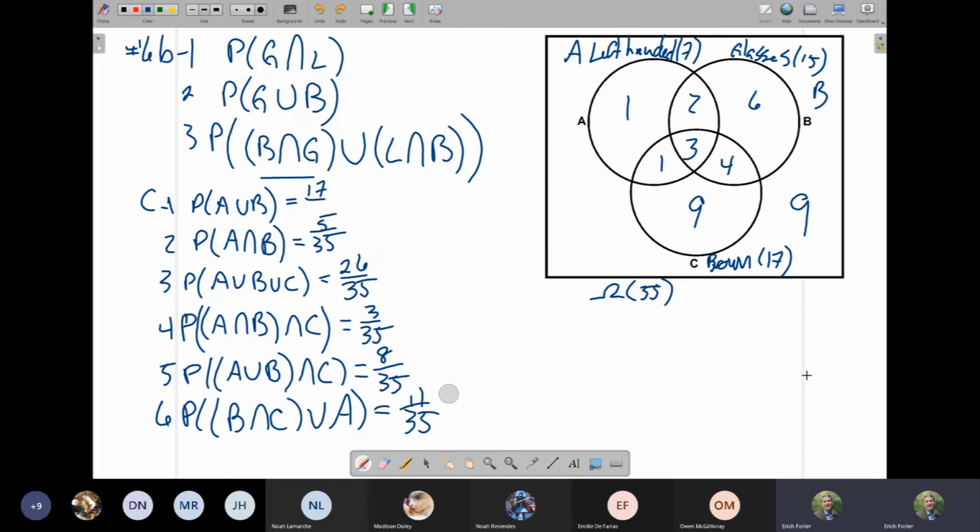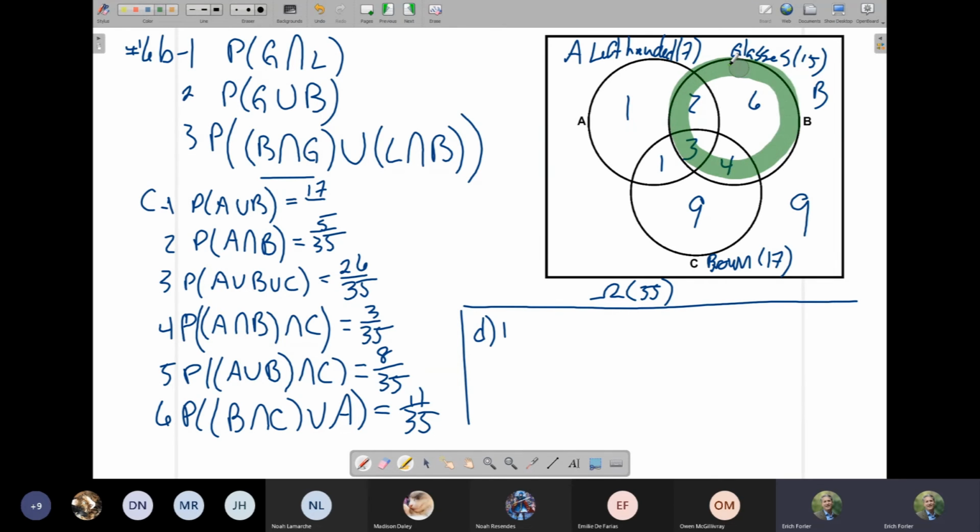Part D, we're asked to calculate the probability of choosing a person who wears glasses but doesn't have brown hair. Look at this, so we're looking for somebody who wears glasses but doesn't have brown hair. So they can't be in the brown hair space. So if you think about that, that means this space in between is the area that's being excluded. So based on that, we end up with 2 plus 6, 8 out of the 35 possible choices.